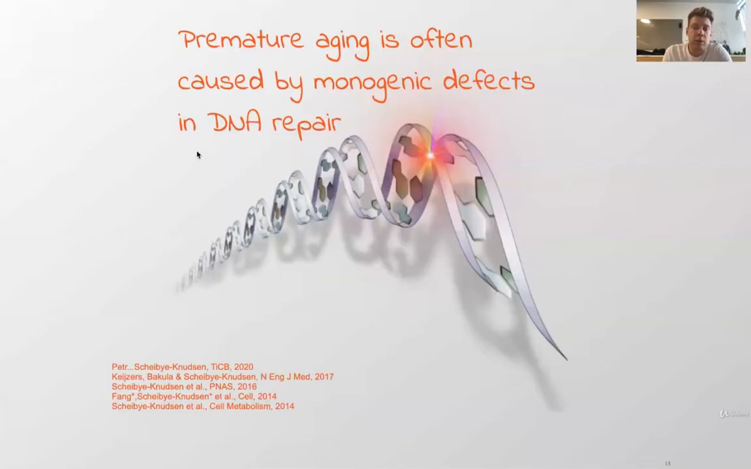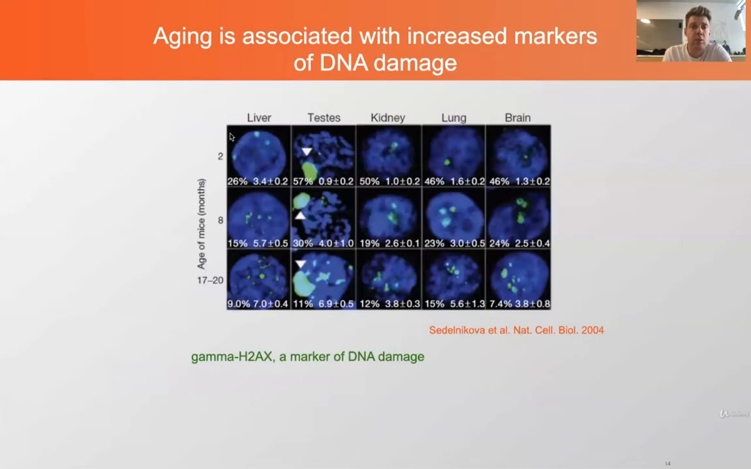Interestingly, most of these mutations are actually found in DNA repair genes. So these are enzymes that help repair DNA over time. And in fact, we know that with age, you accumulate markers of DNA damage. So here we see, this is in mice, that a marker, gamma H2AX, these are the green blobs here, increases with increasing age in multiple tissues in mice. This also occurs in humans.